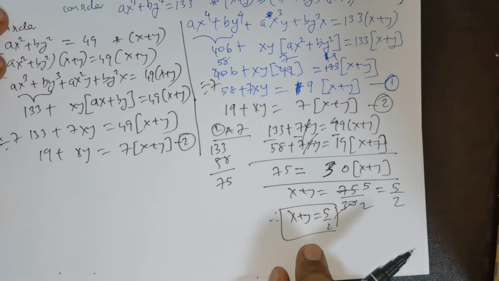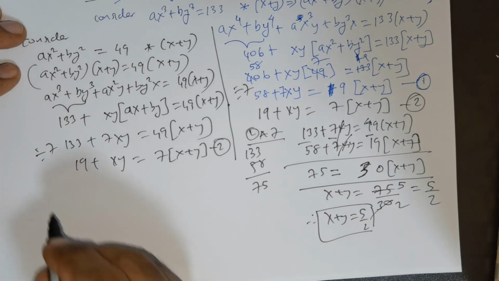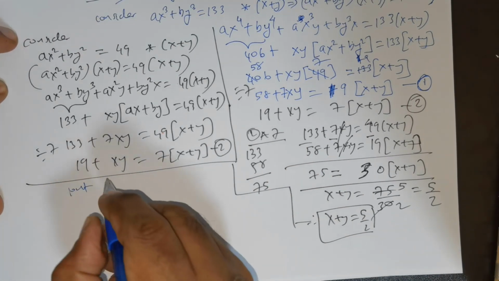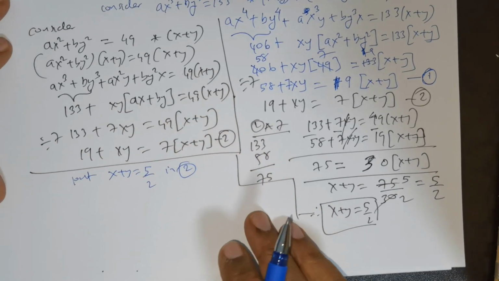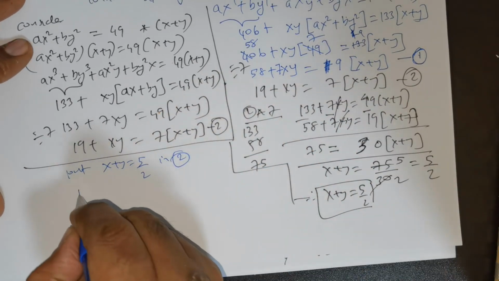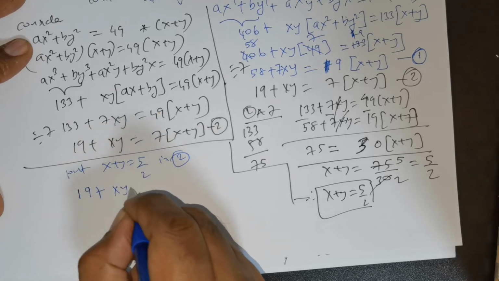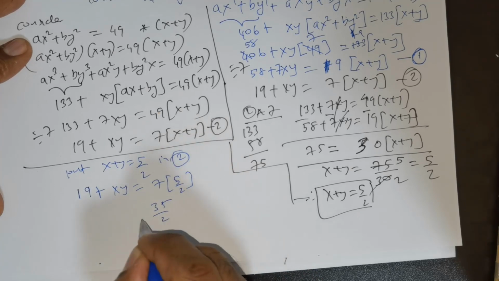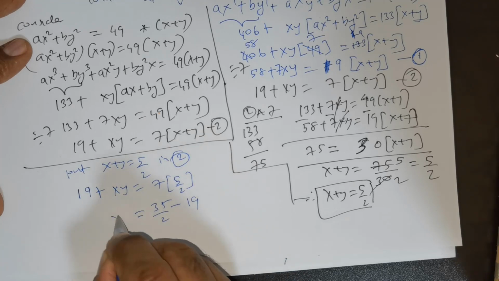Now take this value and substitute it to get xy. So what I'm going to do is I'm going to use blue. Now put x plus y is equal to 5 over 2. So this will give me what? 19 plus xy is equal to 7 times 5 over 2. This is 35 over 2. And I need xy, so bring the 19 down over here. So this is xy.